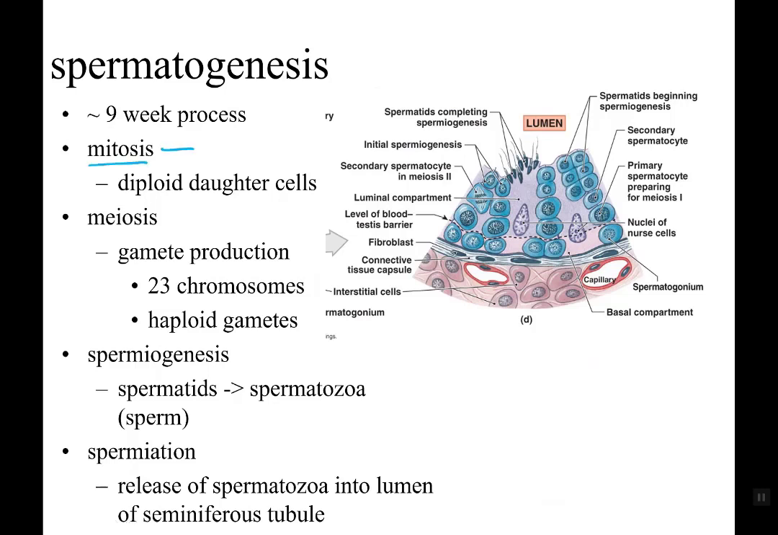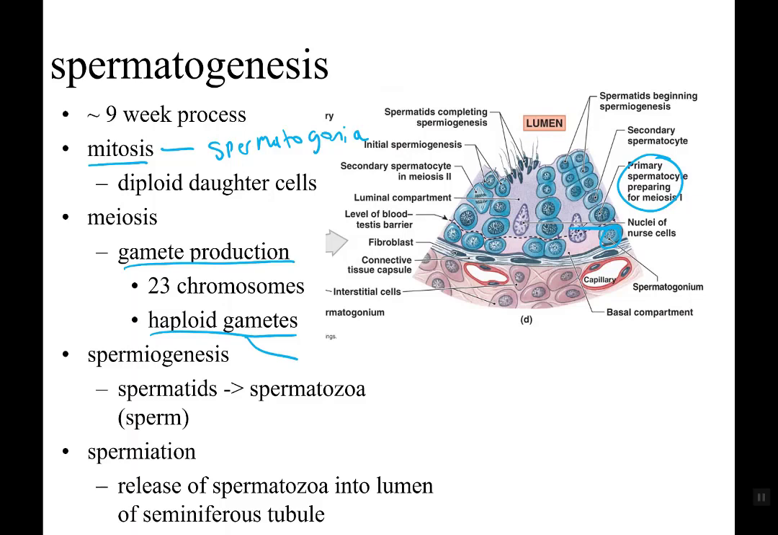So mitosis, which is undergone by spermatogonia, produces diploid daughter cells. One of those daughter cells will become a primary spermatocyte. The other one is going to stay over here and become a spermatogonium. And then meiosis, which is gamete production. This cuts the number of chromosomes in half, and we call these gametes haploid. One thing to avoid is calling anything a haploid.